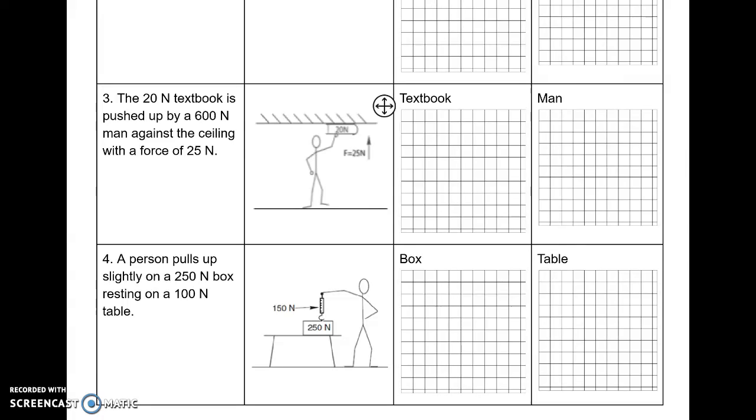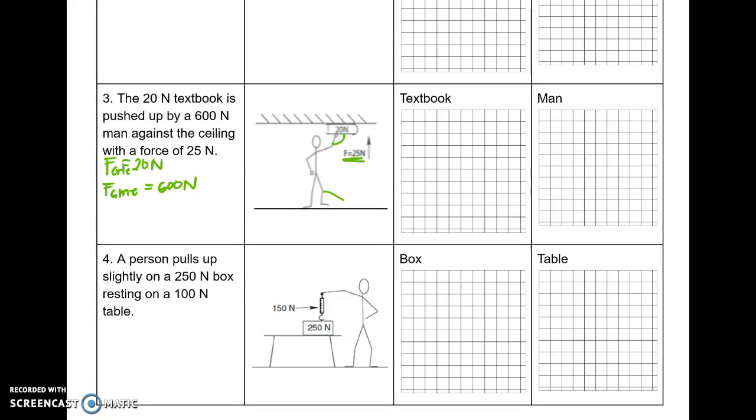Okay, so I think that most of you had problems with this, and we want to maybe just write down some of the things that we do know. So for example, that the force of gravity on the textbook is equal to 20 newtons. The force of gravity on the man by the earth is 600 newtons. And the man is pushing up on the textbook at 25 newtons.